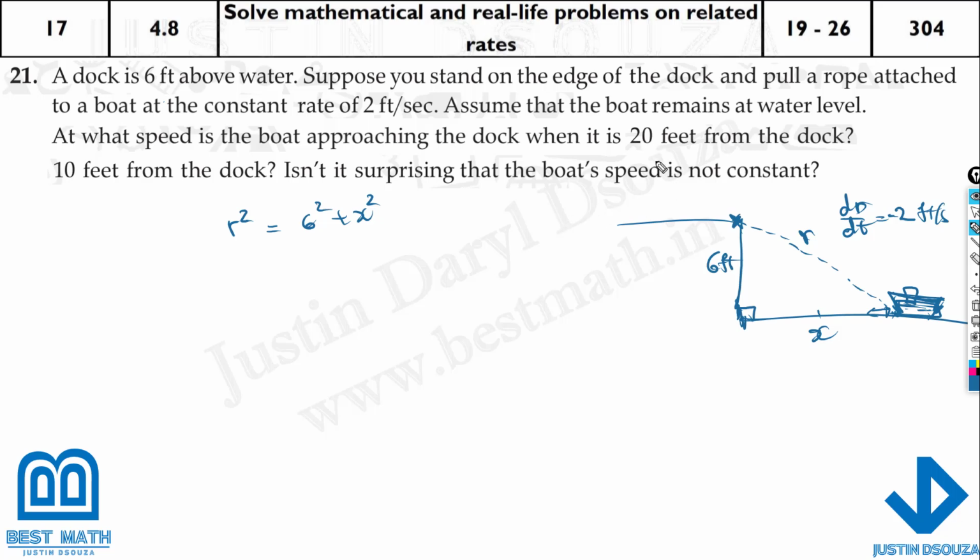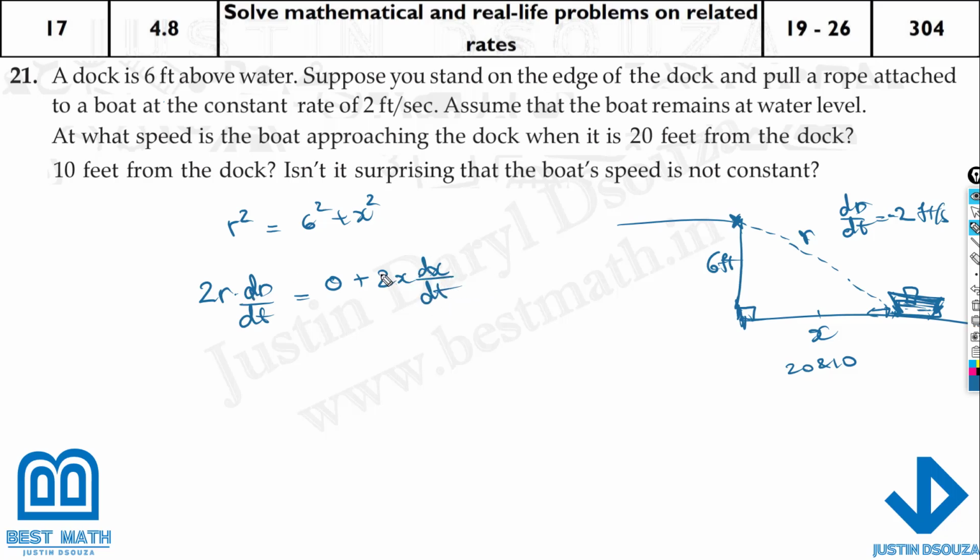And they have also given us the x values. x is equal to 20 and 10. Now let's differentiate both the sides. It's going to be 2 times r times dr by dt with respect to time. That is equal to the differentiation of 6 squared, which is 36, but it's going to be 0 when you differentiate it. 0 plus 2x times dx by dt.